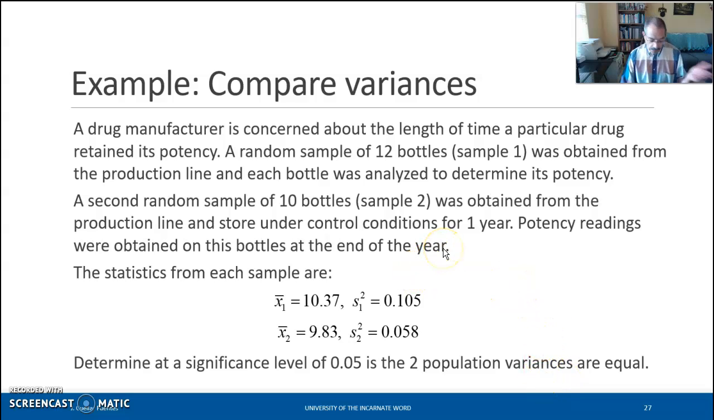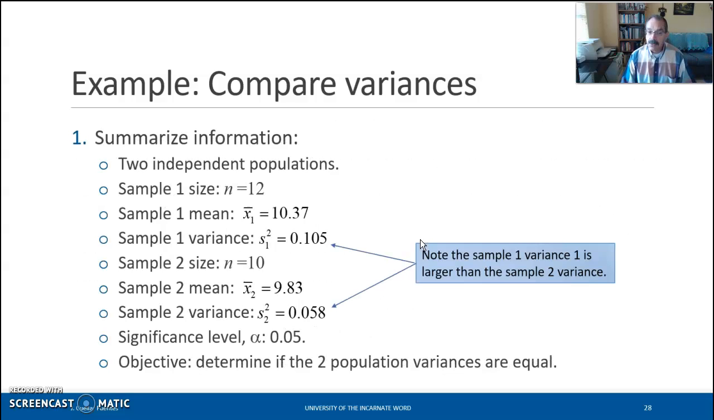All right, as I showed you in previous problems, the first thing is to summarize the information that you are given. So we know that these are two independent populations. We know the sample size 1 is 12. The mean of the first sample is 10.37. The variance of the first sample is 0.105. The sample size for sample 2 is 10. The mean for sample 2 is 9.83, and the second sample variance is 0.058.